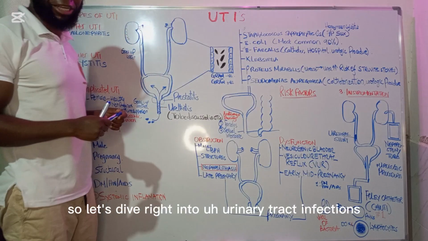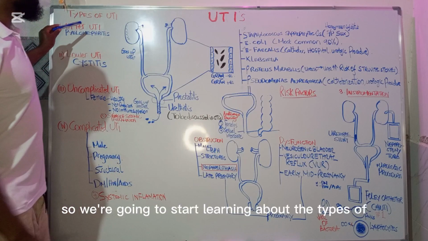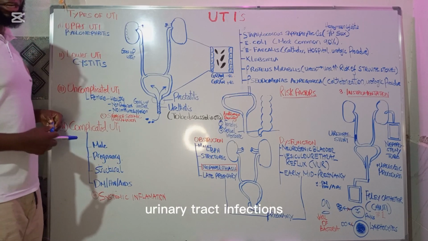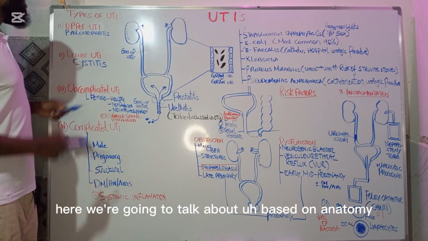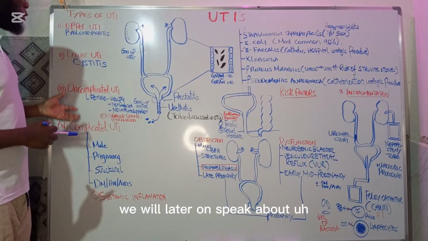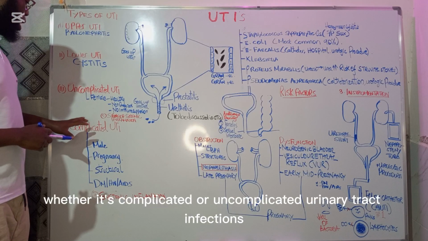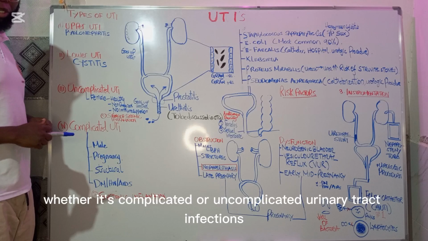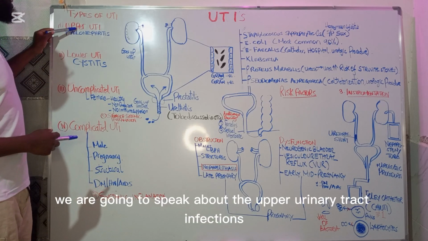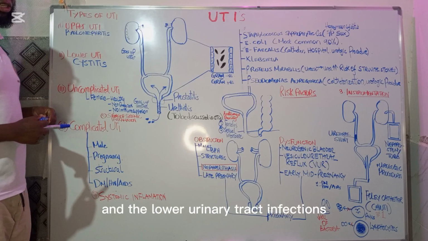So let's dive right into urinary tract infections. We're going to start learning about the types of urinary tract infections. Here we're going to talk about them based on anatomy. We will later on speak about whether it's complicated or uncomplicated urinary tract infections. But to start with, we are going to speak about the upper urinary tract infections and the lower urinary tract infections.